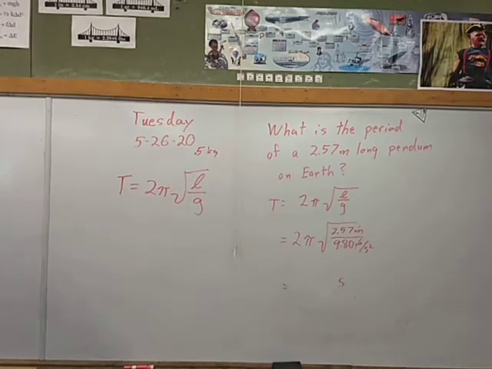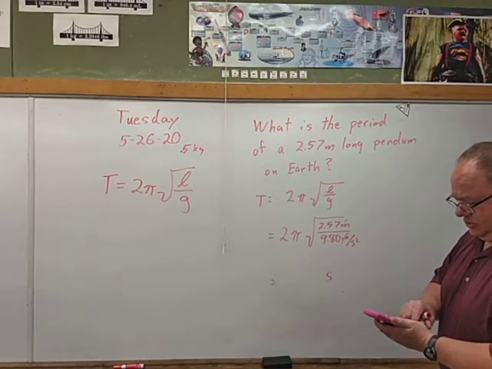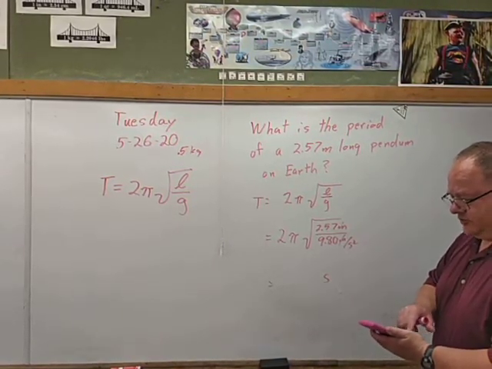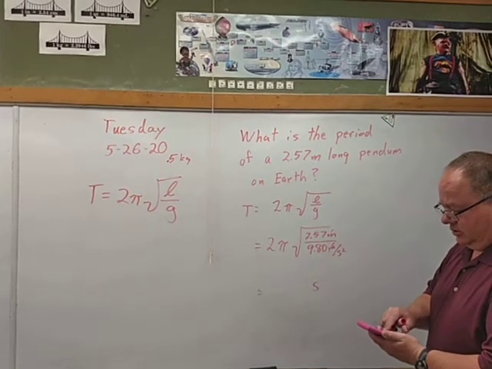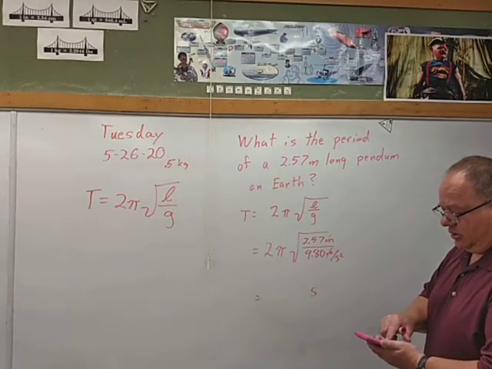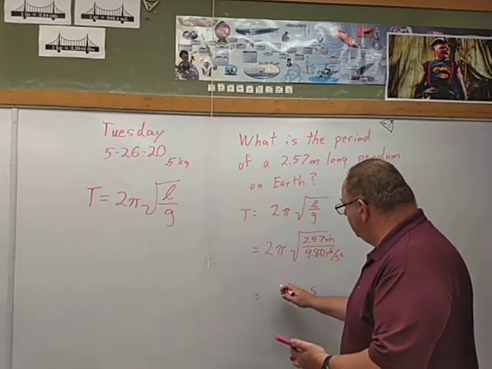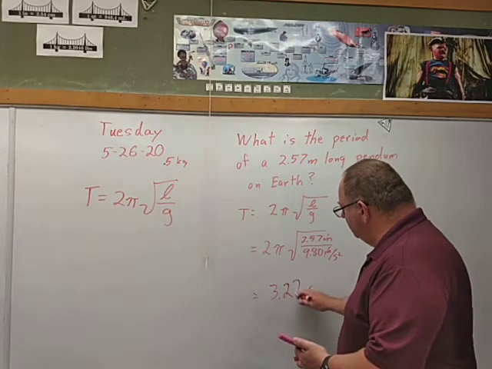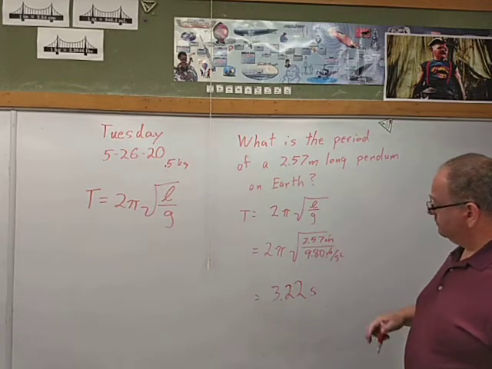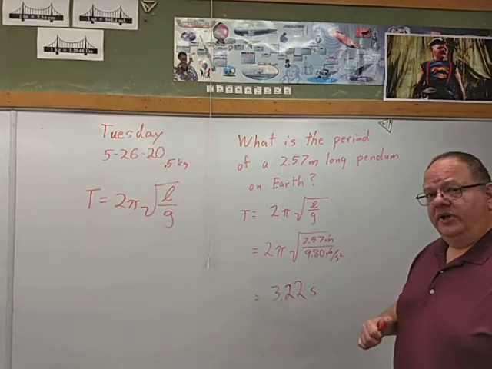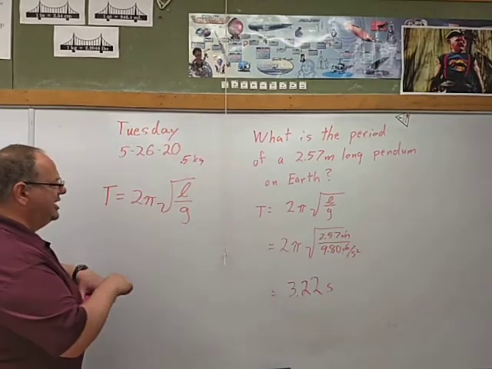And two times pi, times square root 2.57 over 9.80. I close the parentheses, it equals, and it tells me I have 3.22 seconds. Okay? That's a fairly long pendulum. Not as long as what Walter Lewin had in his lecture the other day, though. Okay? One more.